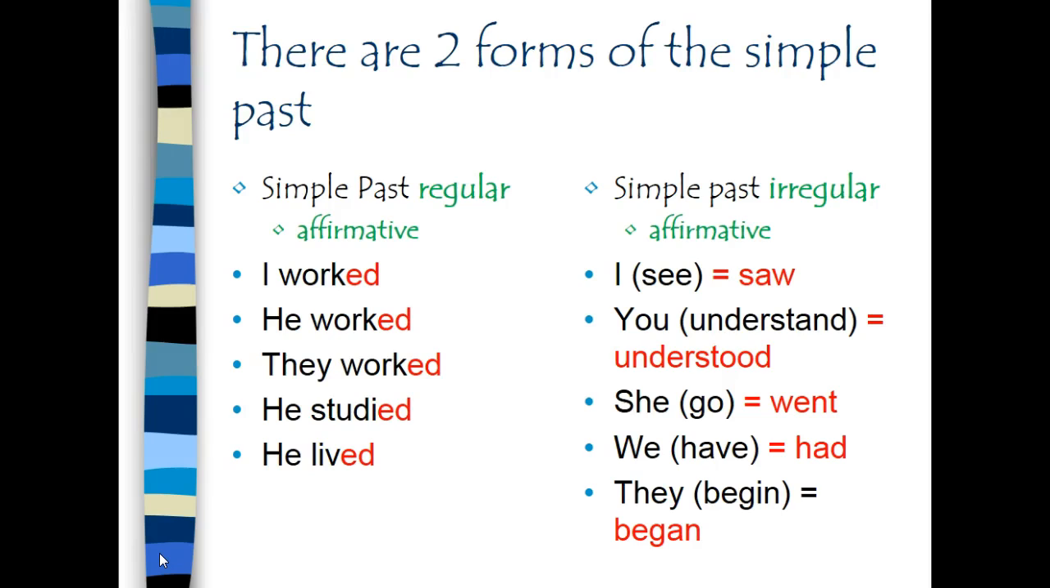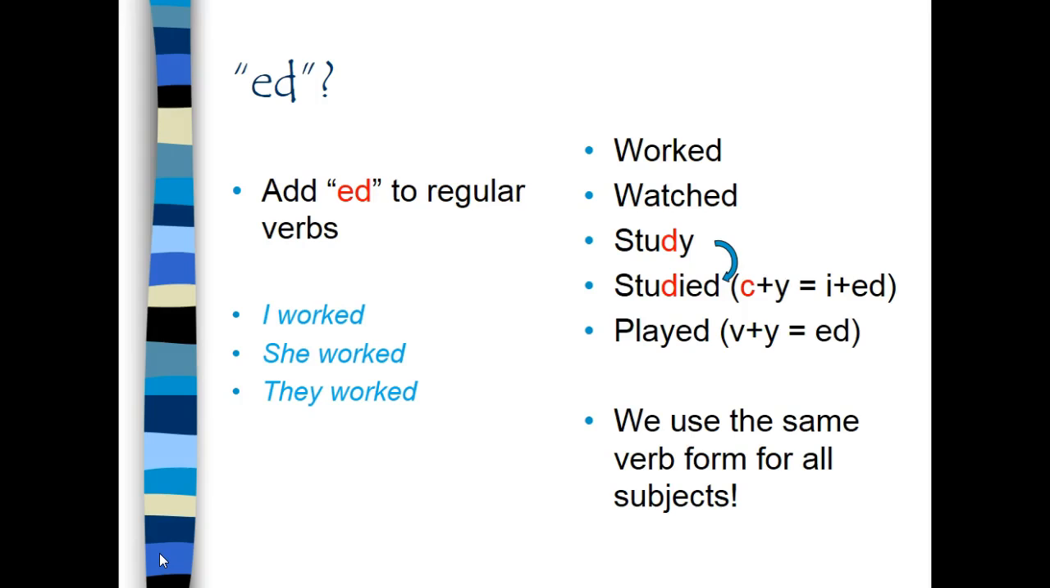For all other verbs, there are 2 forms of the simple past. Some verbs are what we call regular, where we add an ed, and some verbs are irregular, and you have to learn them. So, for regular verbs, we simply add ed to the base, and we use the same verb form for all subjects. I worked, she worked, they worked. We see here that for spelling, if your verb ends with a consonant plus the letter Y, we change the Y to I and add ed.